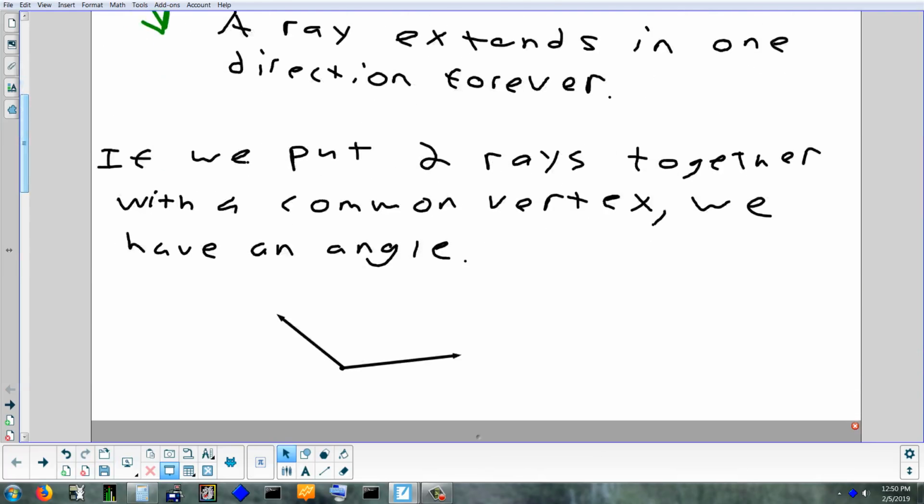And there's another picture as well. So technically, when you put the rays together like that, you just created two angles. There's one on the inside, and then there's another one on the outside. Most of the time, unless the directions say otherwise, we're talking about the one on the inside. Okay, the one that's between the two rays. By between, I mean the one that's smaller than 180. Okay, where I put that mark.